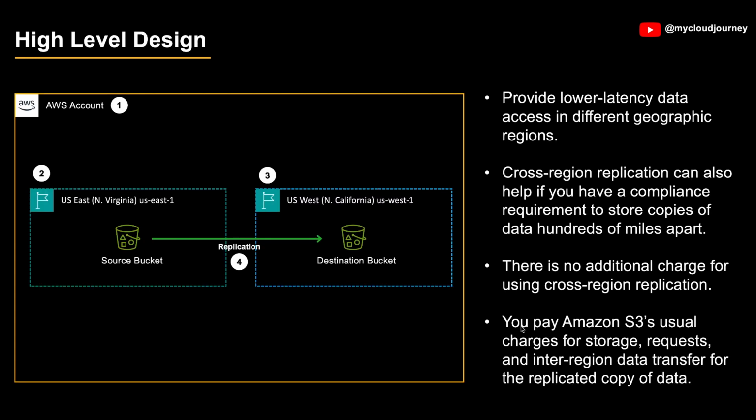This feature helps whether you want to maintain a secondary copy of your data for data protection, or have data in multiple geographies to provide users with the lowest latency. S3 replication gives you the controls you need to meet your business needs. There is no additional charge for using cross-region replication. You pay Amazon S3's usual charges for storage, requests, and inter-region data transfer for the replicated copy of data.